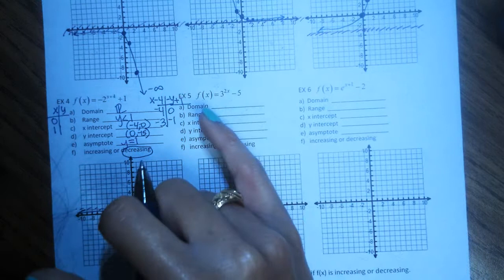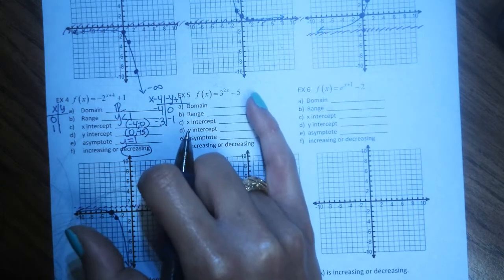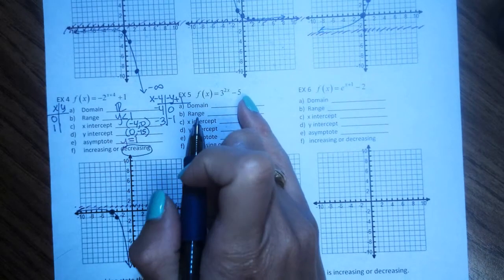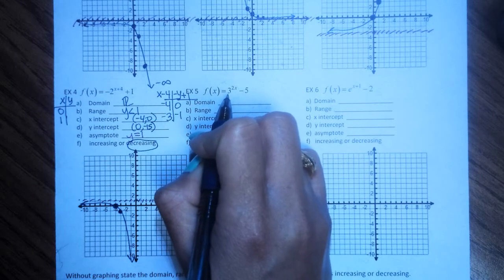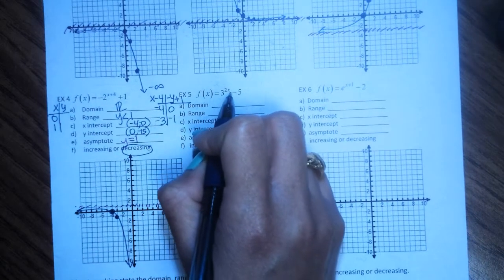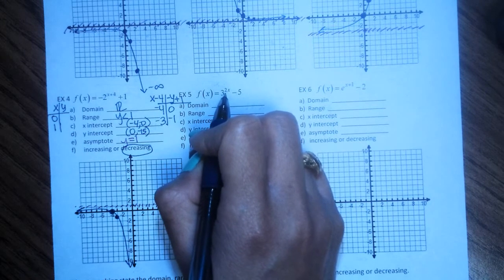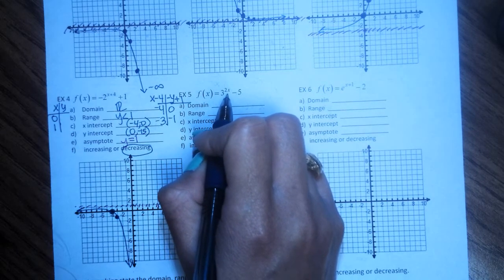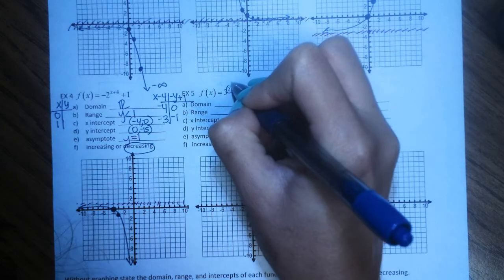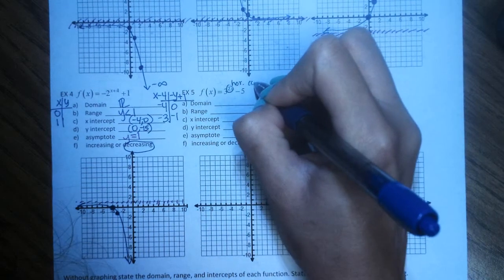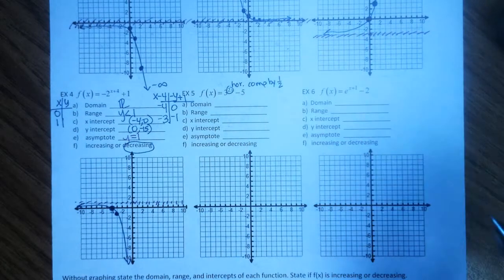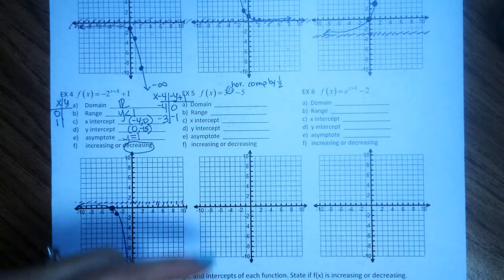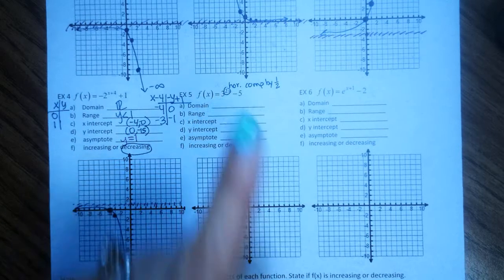Okay, let me skip this one. You can just do it by yourself, make your own table, or use the parent points. This time use the parent points of 3 to the x. And then this being raised to a 2x, that's a horizontal compression by a half. So multiply your x values by a half if you're going to use my method. If not, just make your own table of values.